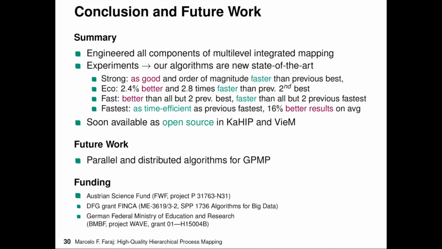The fast version of our algorithm is better than all the other algorithms except the 2 previous best algorithms. At the same time, this fast version is faster than all the other algorithms except the 2 previous fastest algorithms. And finally, the fastest version of our algorithm is as time efficient as the previous fastest algorithm, namely Scotch, and on average 16% better than it regarding solution quality.